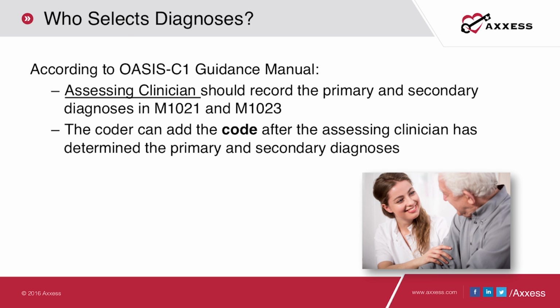So again, according to the OASIS C1 guidance manual, the assessing clinician should be the person to record the primary and secondary diagnoses in the OASIS items M1021 and M1023. Now, the coder can add the diagnosis code itself after the assessing clinician has determined the primary and secondary diagnoses.